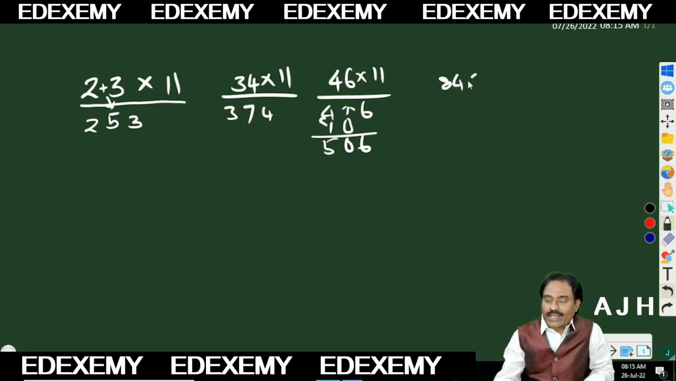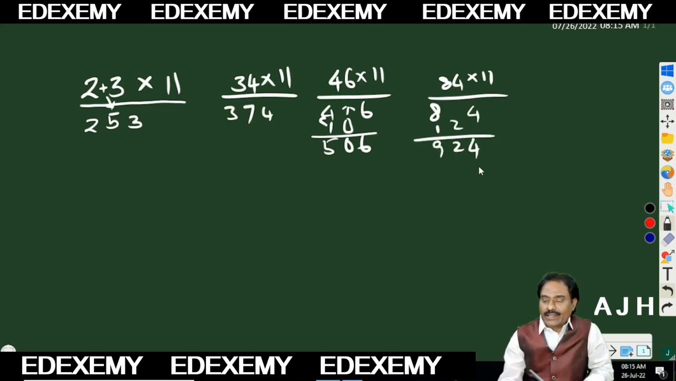Now 84 into 11. So 8 and 4 you separate. 8 plus 4 is 12. Therefore 2 will come here and 1 will be carried over to 8. And if you add 1 to 8, it is 9. 924 is the answer. So simple. It not only works for a two-digit number, it works for 3-digit, 4-digit, any-digit number.